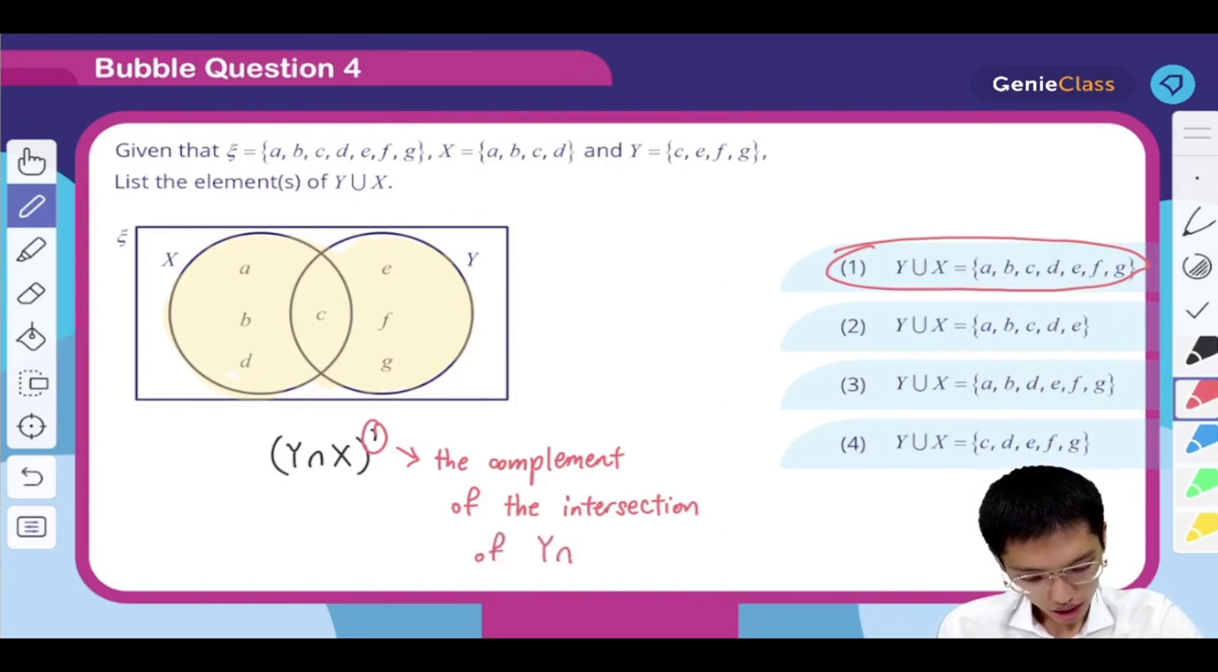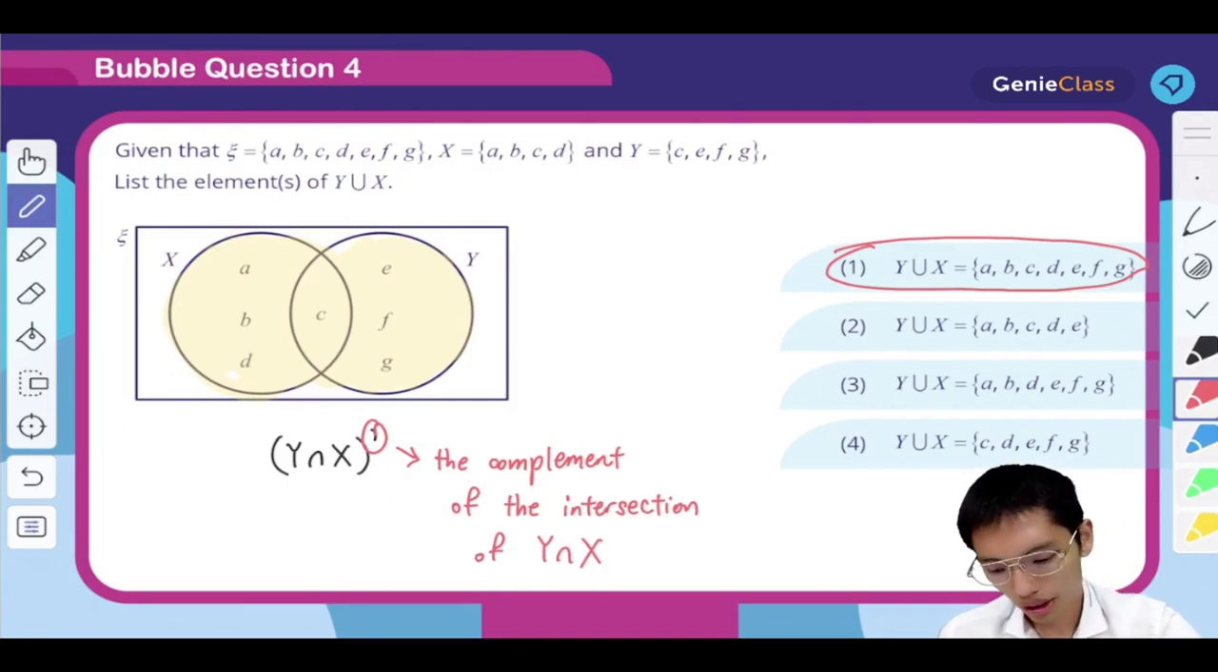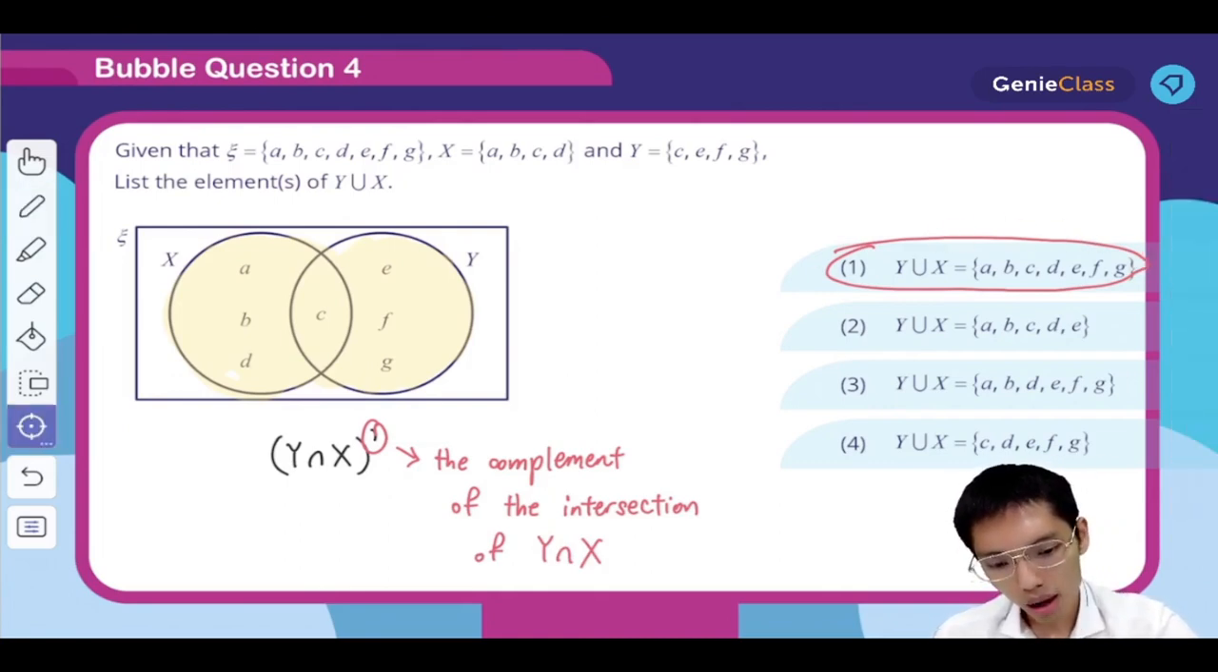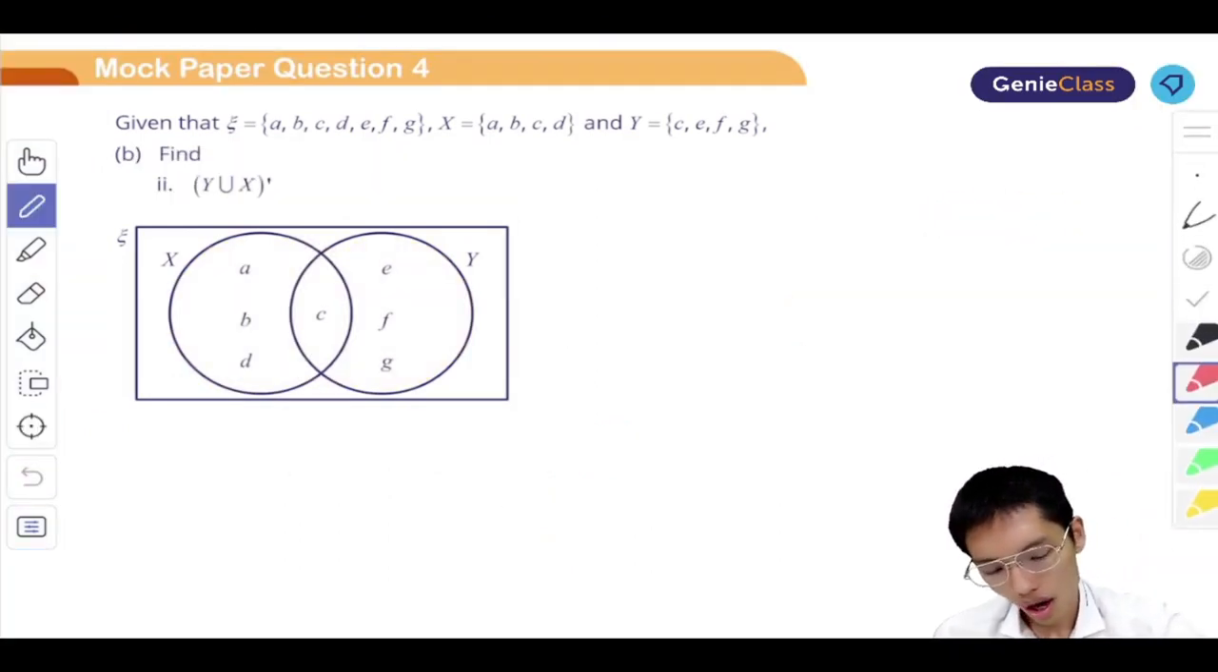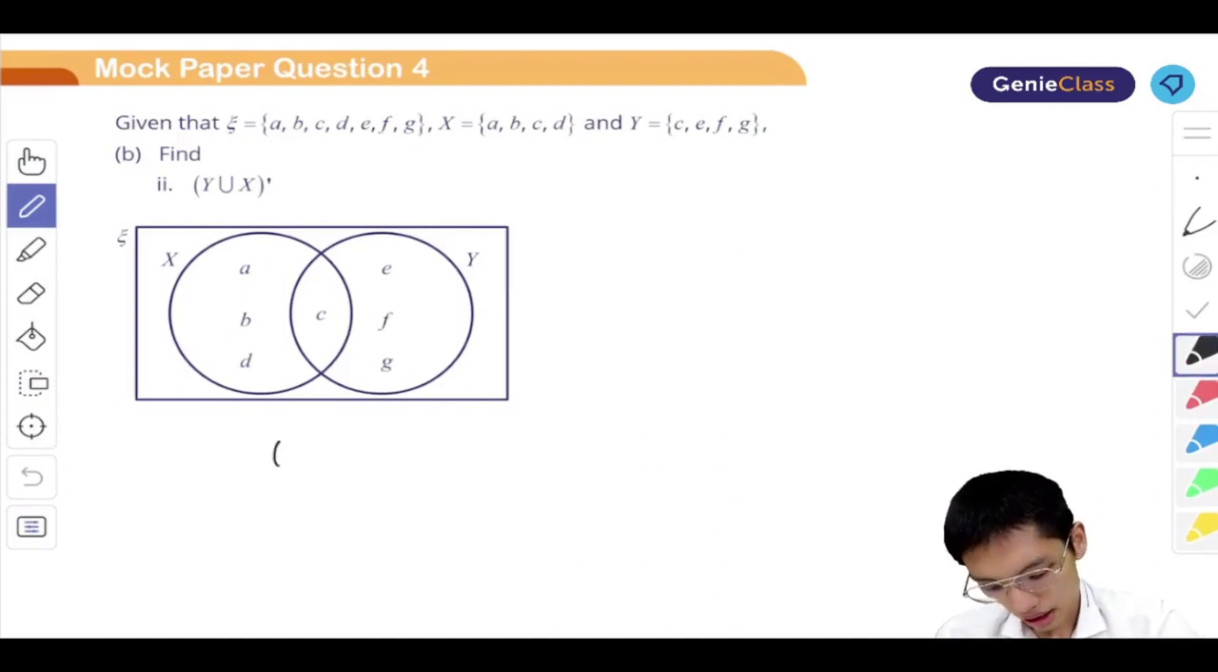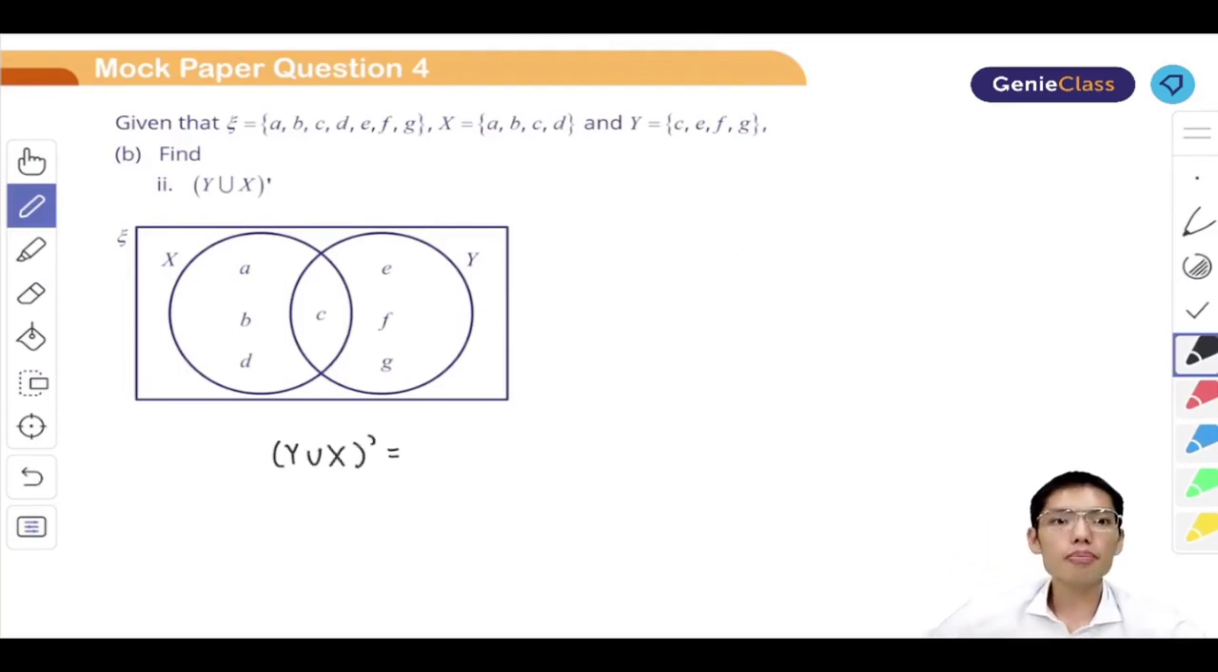Okay. Any other queries? Okay, so let's follow up. Now, take note, given this set, I want to now ask myself, what is the complement of this set? Sorry, this is not the one. So what is the complement of this particular set?